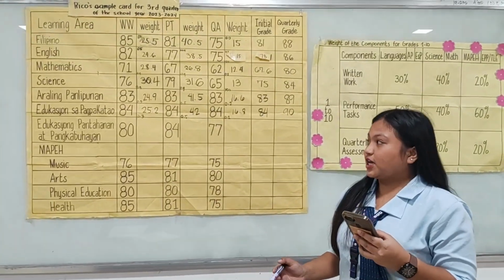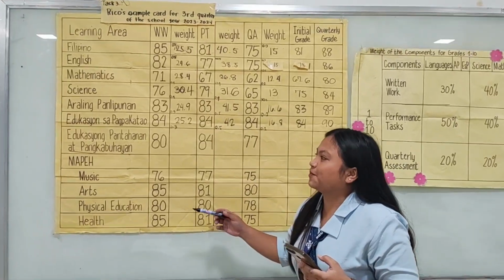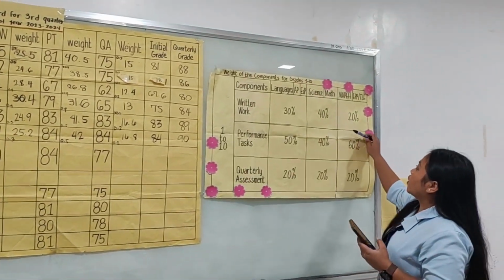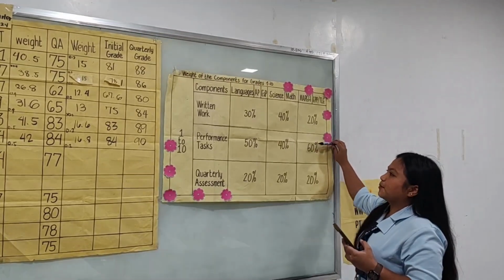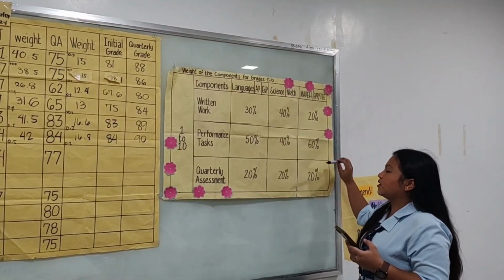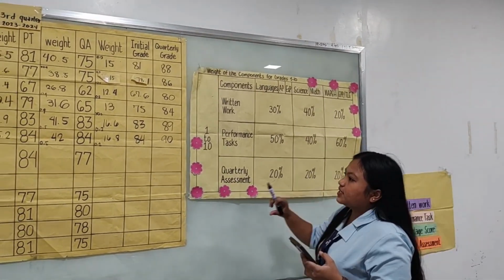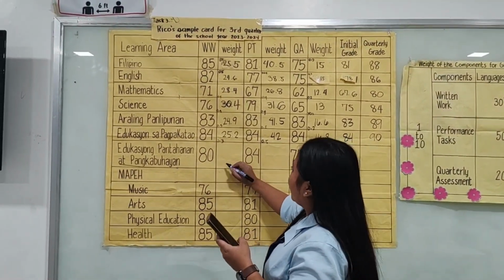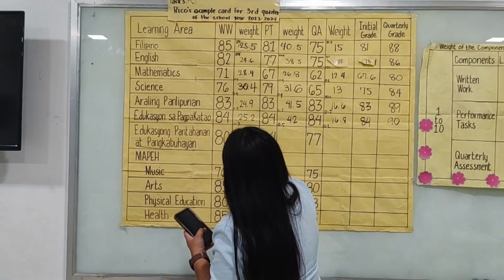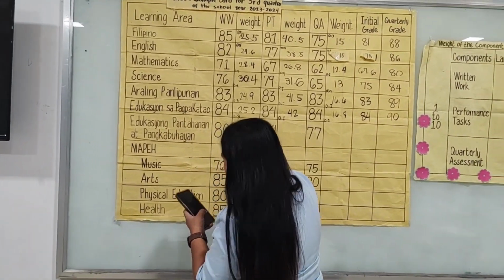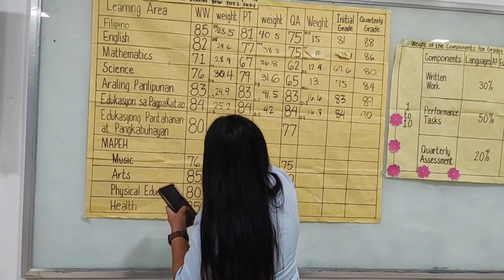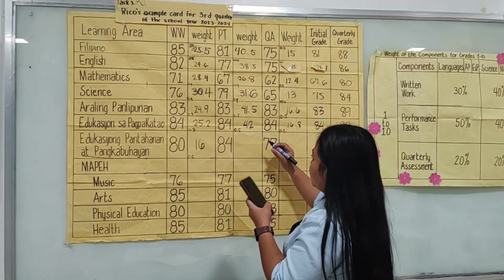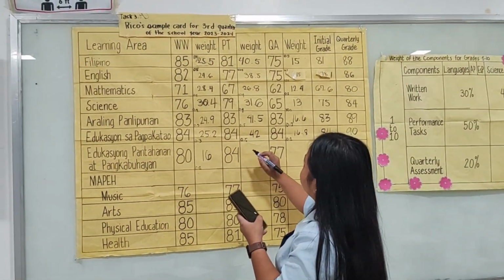So, in Edukasyong Pantahanan at Pangkabuhayan, the weighted components are: written work, 20%, performance task, 60%, and the quarterly assessment, 20%. So, in written work, we have to multiply 80 by 20%. So, 80 times 0.2 equals 16. So, 16 is the weighted score of written work. So, next is performance task.